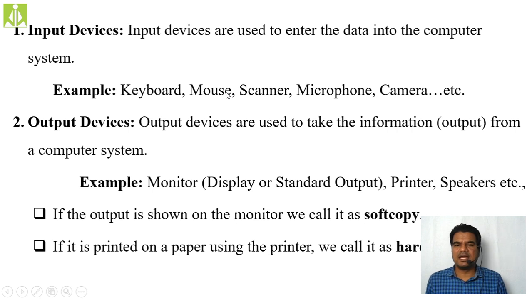Then using a scanner, we are going to scan pictures and documents into a computer. So a scanner is also a form of input device. Then we have the camera. A camera is also a kind of input device because we are taking pictures and videos into the computer. Then the microphone, taking the audio input into the computer. So a microphone is also an example of an input device.